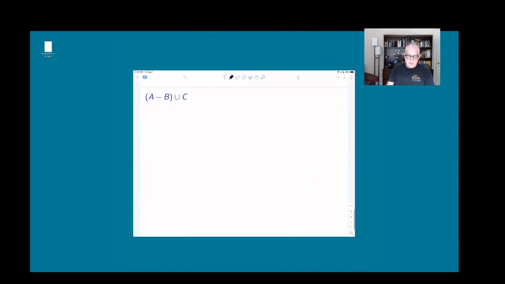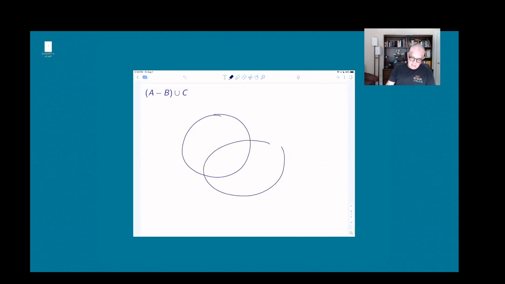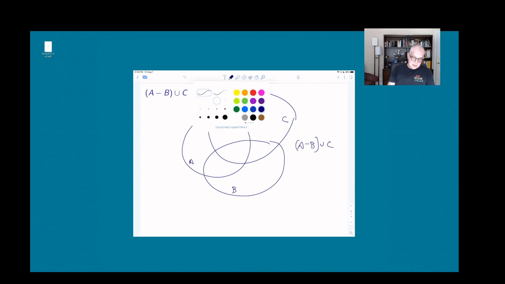All right, let's look at one more. So now we have our triple Venn diagram picture. Here's A, here's B, and here's C. And we want to color in A minus B union C. We want to draw a picture of that. So let's start with A minus B. So A minus B are the points X in A, but not in B.